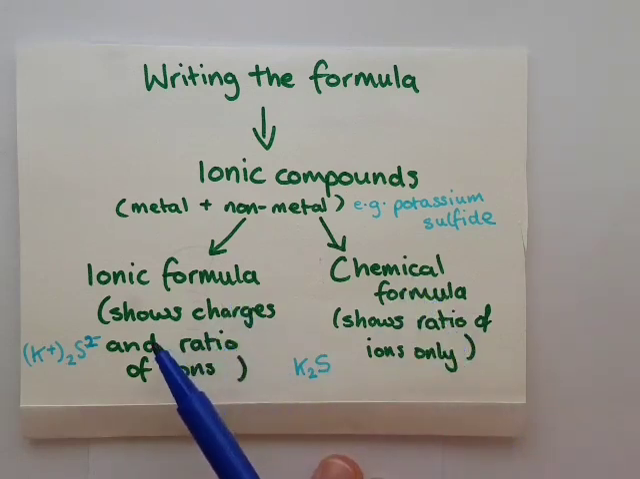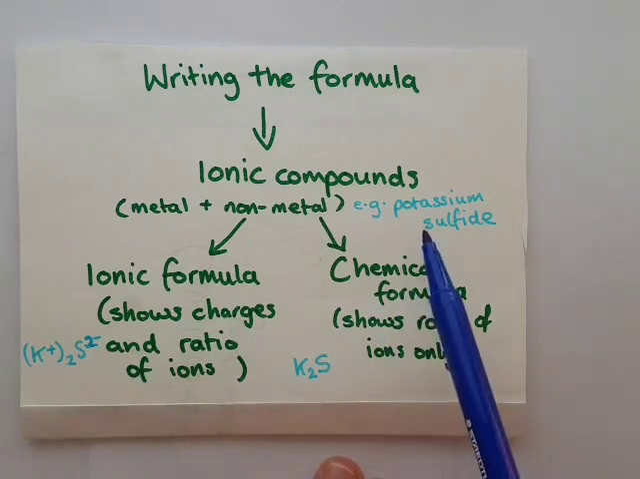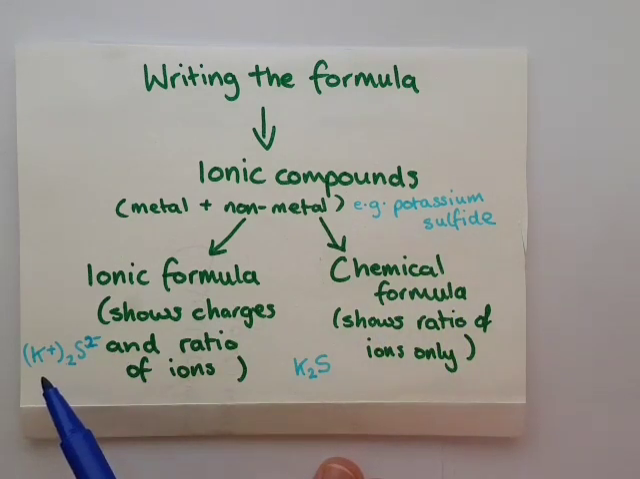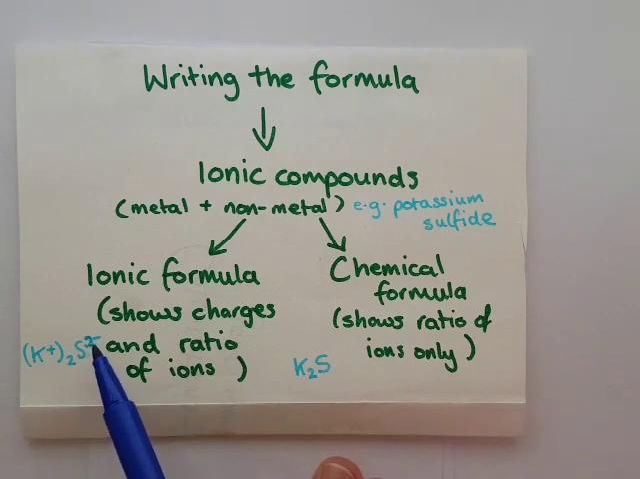The ionic formula shows both the charges and ratios of ions in an ionic compound. For example, for potassium sulfide, the ionic formula is K⁺₂S²⁻. So it shows both the charges, so you've got a plus and a 2 minus, and also the ratio with the little number at the bottom right of one of the ions.